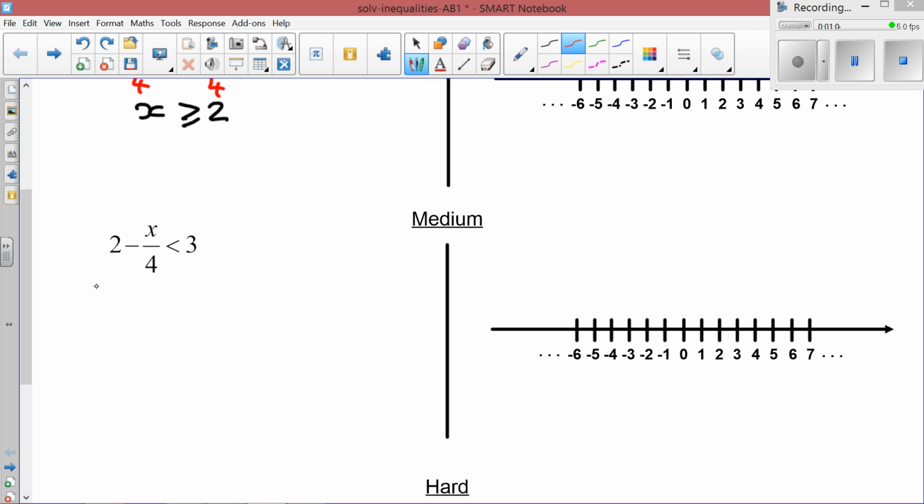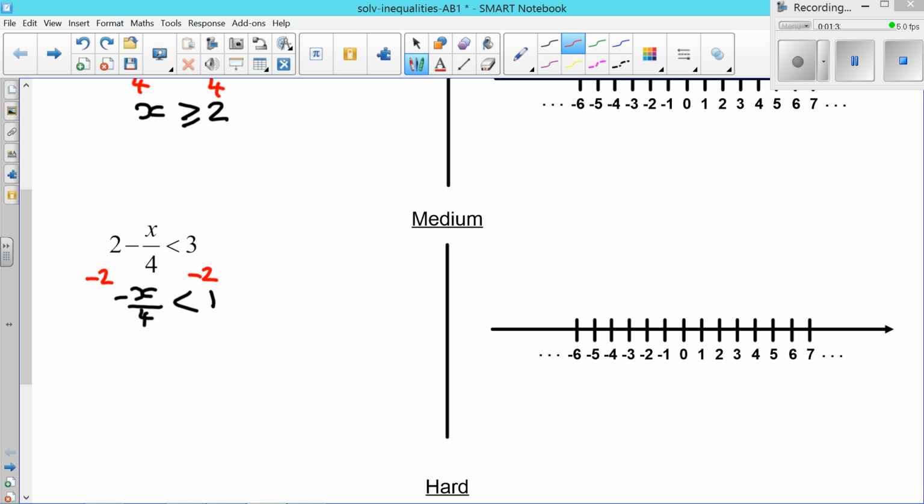To solve the next inequality, again I treat it like an equation and I start with the plus 2 minus x over 4. And I need to get rid of the plus 2, so I put minus 2 on this side and I do the same to the other side. That leaves a minus x over 4. Minus x over 4 is less than 3 minus 2 is 1 on the right hand side.